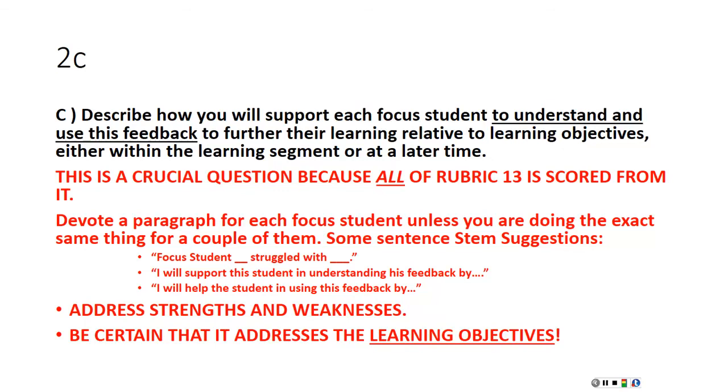If the scorers are really interested in how well you can identify how you help students understand and use feedback, I'd be using those words, understand and use, over and over and over again. Forget that rule where you need to use synonyms. Use understand and use over and over again, okay? Because no one cares how well you write in this type of writing. It's a technical type. You want to address strengths and weaknesses and be certain that it addresses the learning objectives.